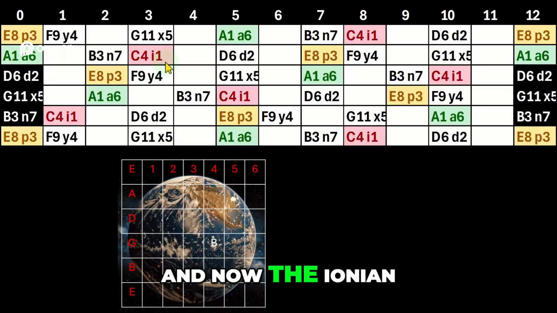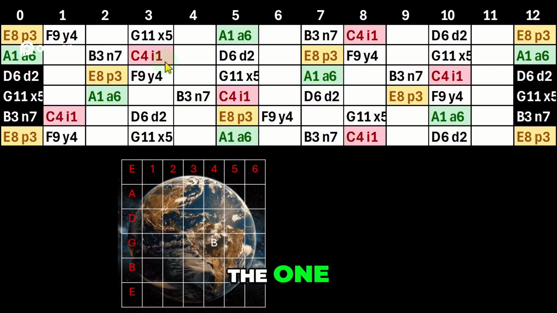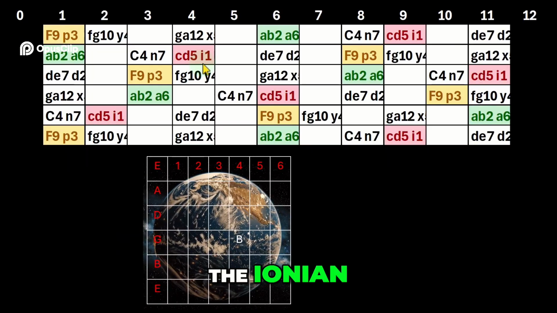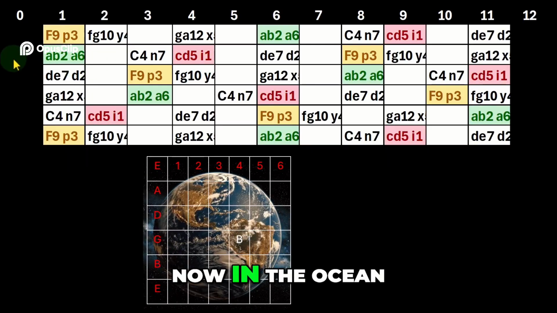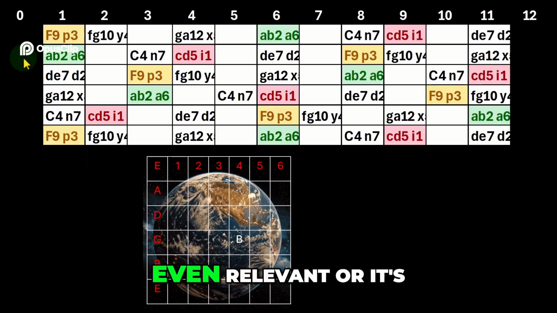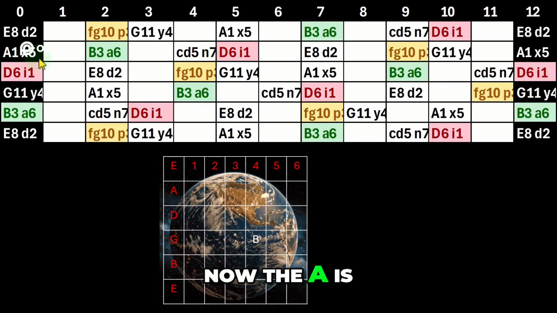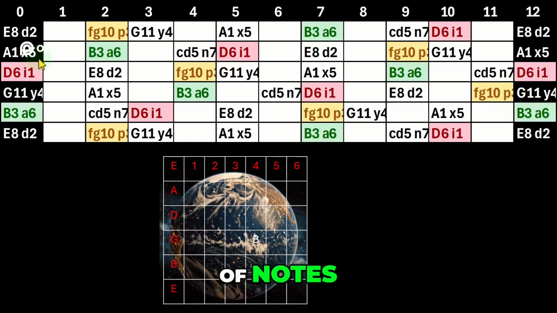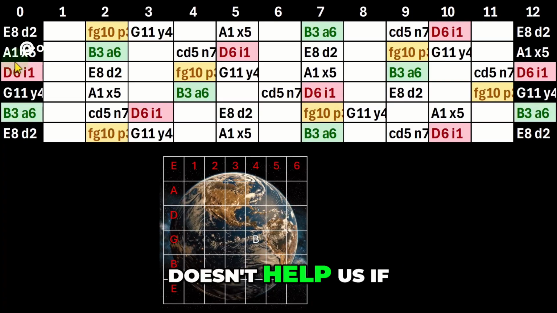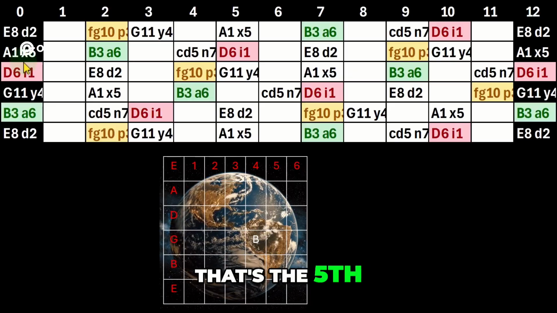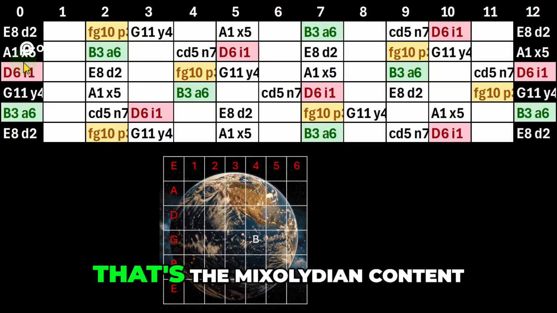And now the Ionian is over here at the 1. If we go then to the next one, C sharp would be the Ionian. So the A is now in the ocean. The A is not even relevant, or it's part of the ocean in this context. We go to the D. Now the A is in this 7-note collection, but the A doesn't help us if you just call it an A. We want to say, no, that's the 5th. That's the Mixolydian continent.